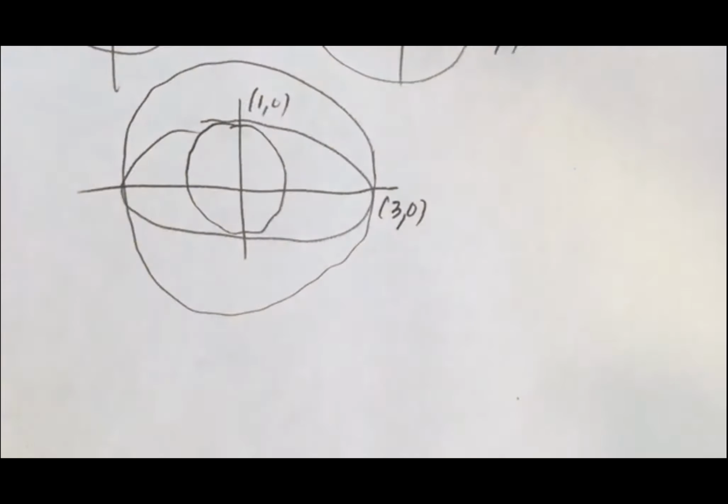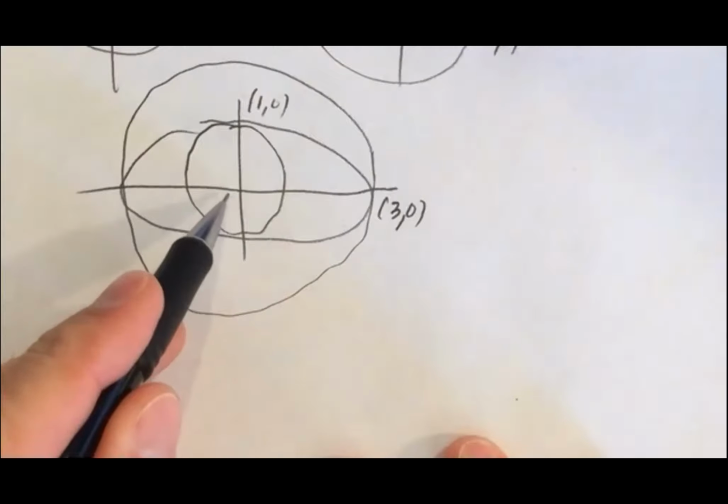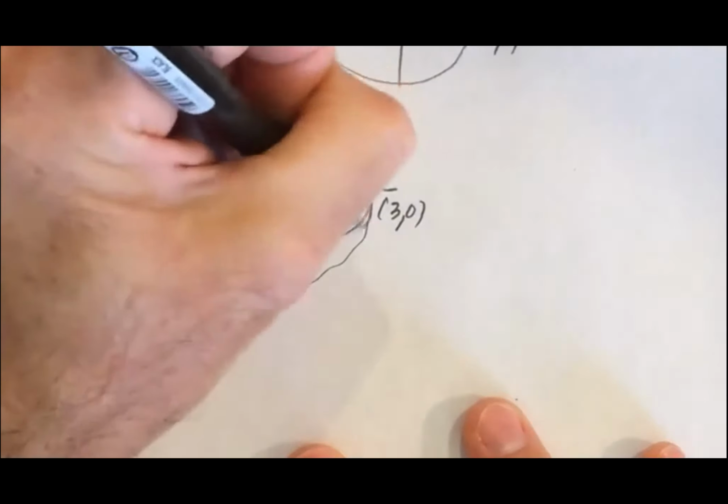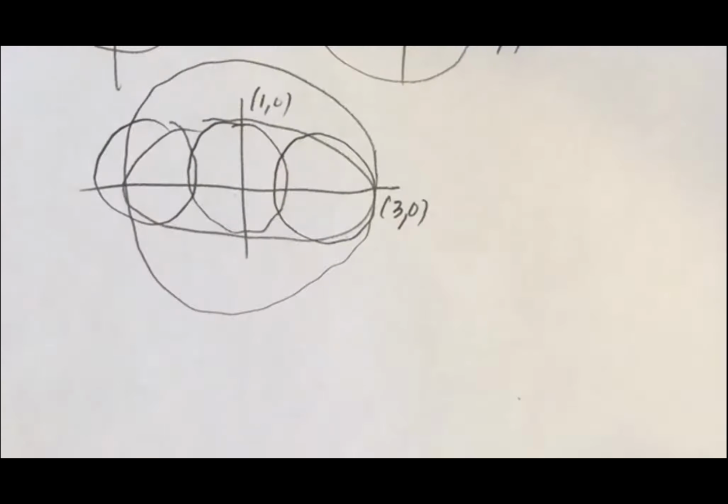So is the answer 3 pi? Well, I don't know. That one's pi. If I put another one right here and another one right here, does it look like it could be 3 pi? It kind of looks like 3 pi, doesn't it? I would say our answer is reasonable based on just this picture.